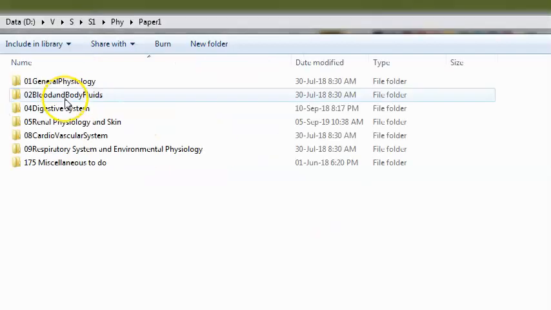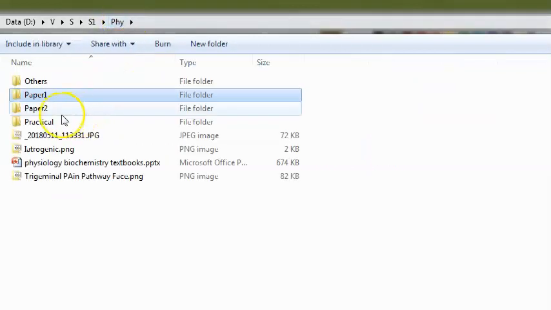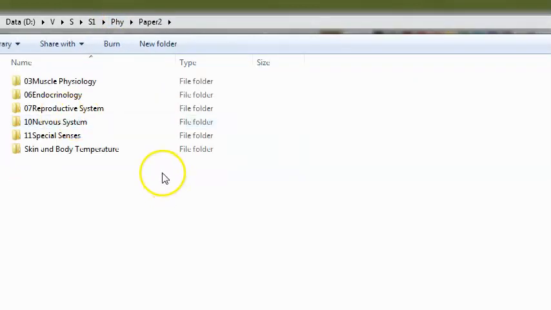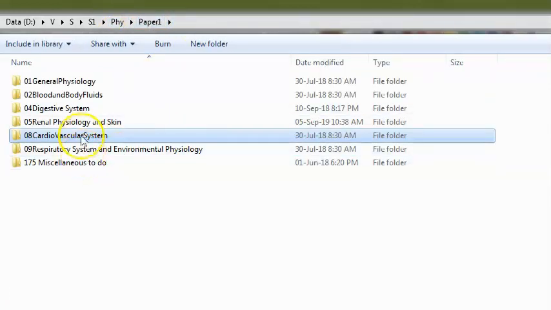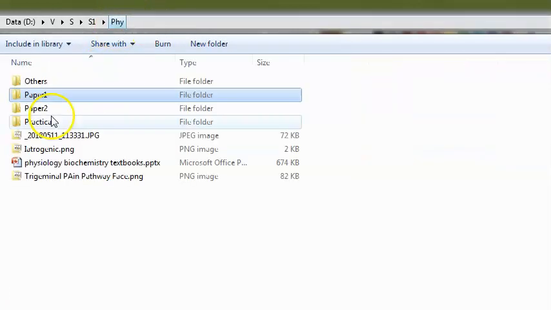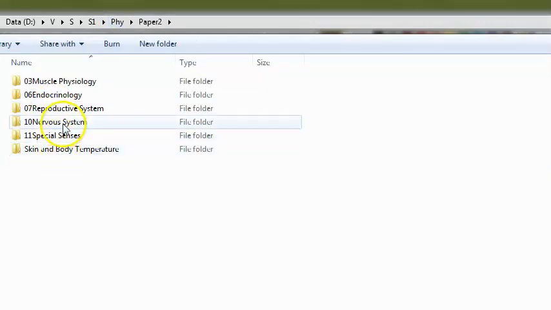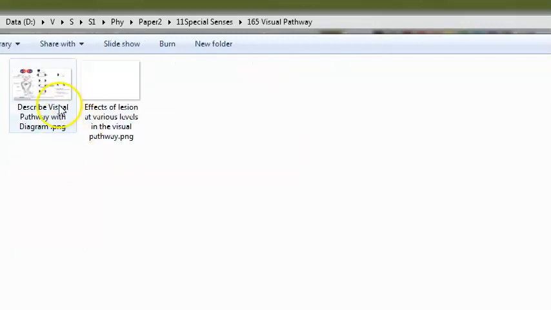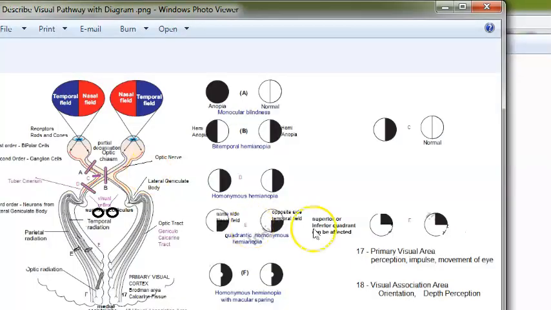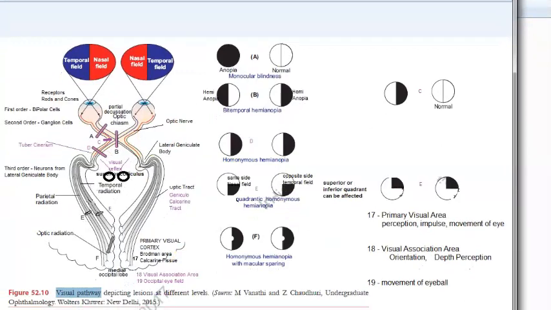Hopefully for you also the pattern will be the same, where you'll have paper 1 and paper 2, where paper 1 covers certain parts of physiology and paper 2 covers other parts. So the first point is that you have to read the question bank and get the priority questions. Now let us say that a priority question is something like the visual pathway. What you should know is you have to draw the diagram, practice it many times.